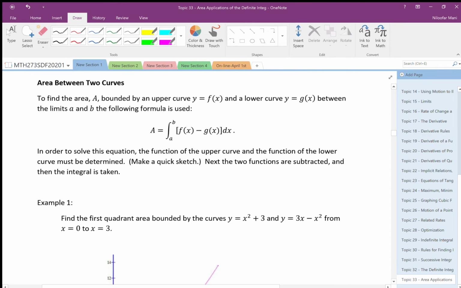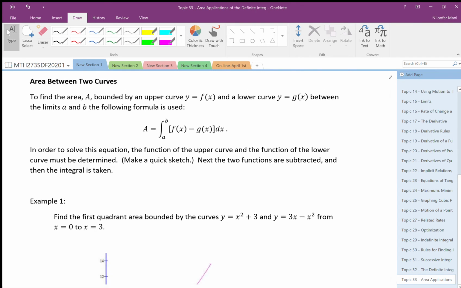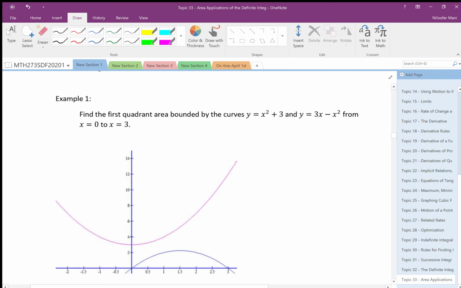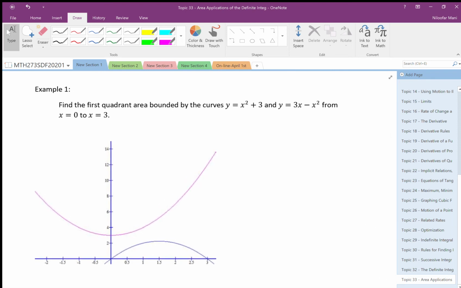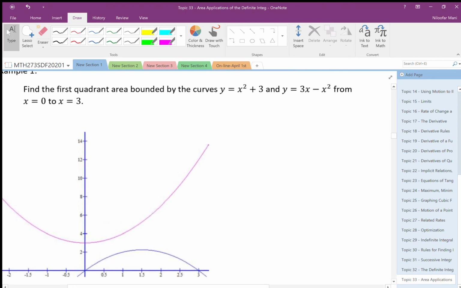Okay? What is the area between two curves? Now I can say between two curves, for example, between this and this. So what do I mean? Here I want the area. Look at this question. Find the area which is bounded by this function.